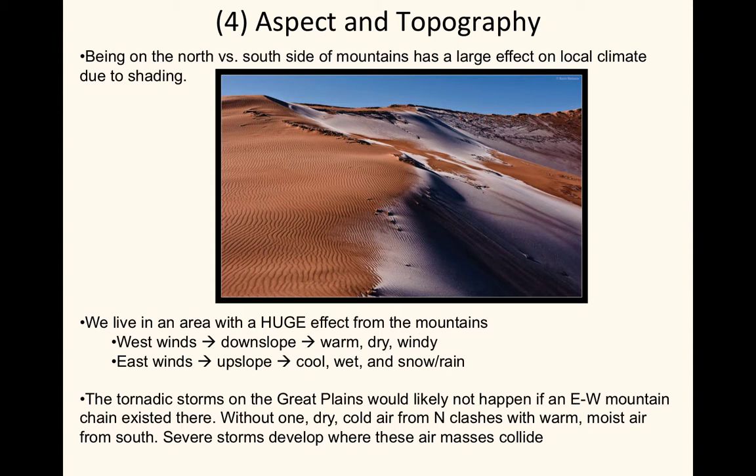And if it cools the air enough and the air has enough moisture, it'll condense into clouds and maybe cause snow and rain. The tornadic storms and severe storms in the Great Plains would likely not happen if an east to west mountain chain existed there, because without a mountain chain on the flat plains, you have nice dry cold air from Canada clashing with warm moist air from the Gulf of Mexico, and severe storms can really develop where these air masses collide, otherwise known as frontal zones.